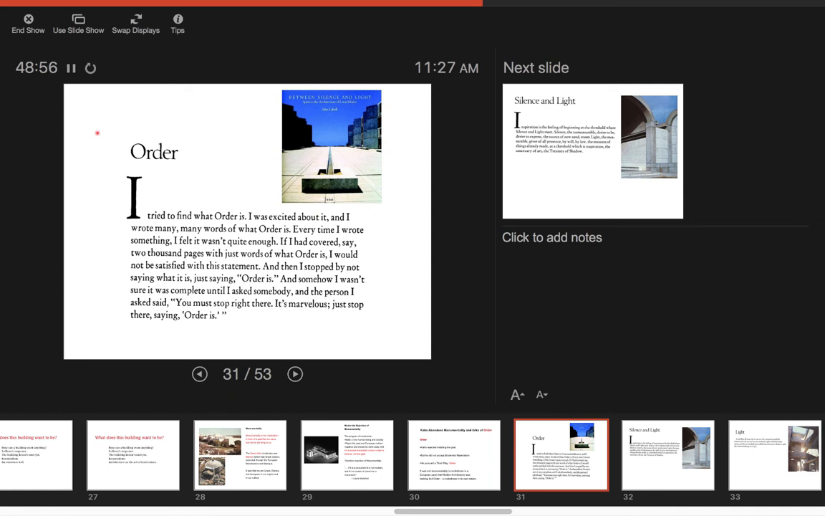In it, he talks about order. I'll talk about the order of the lecture, using the word order differently here, the sequences of the lecture, later. But I tried to find what order is. And finally, I stopped just saying order is.